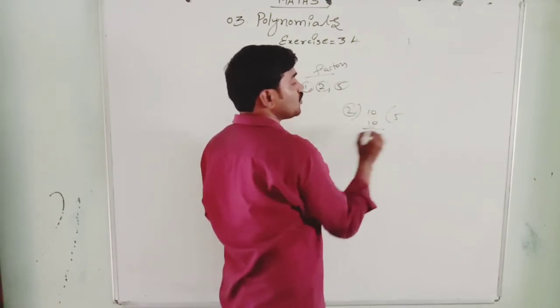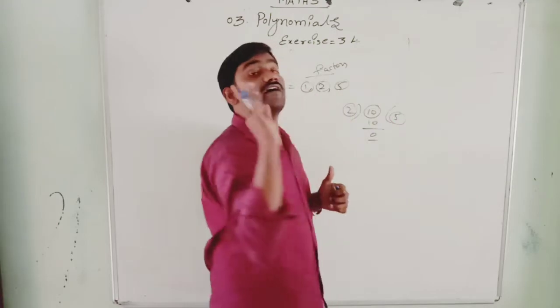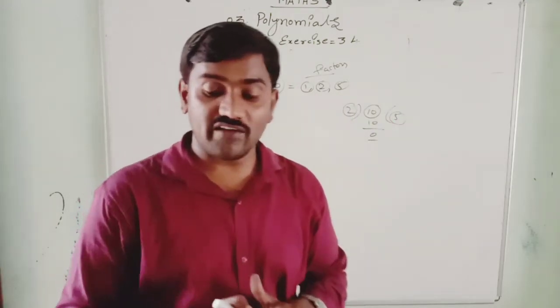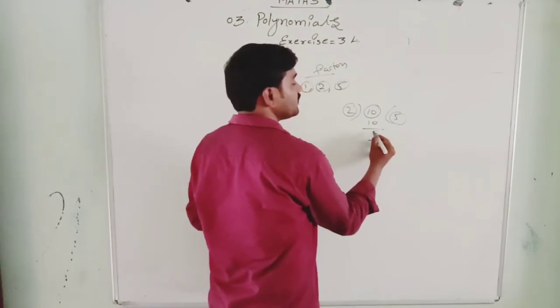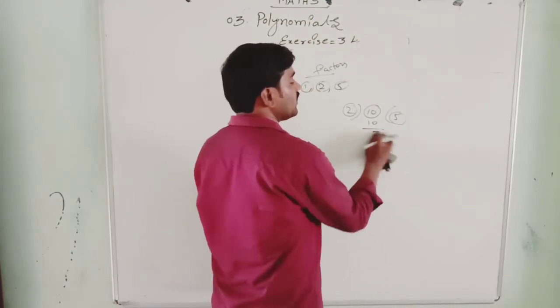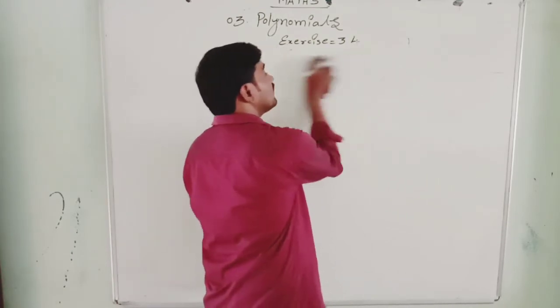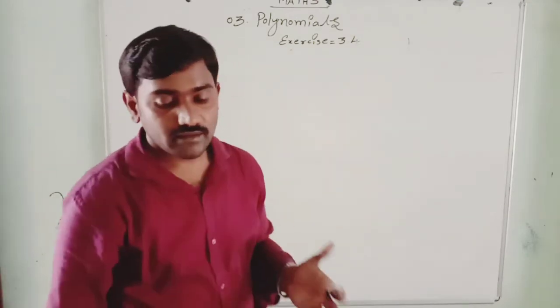That means 2 and 5 are factors of 10. If you get a remainder like 3, 2, 1, any number, that means they are not a factor. If they divide completely, they are called factors. We have learned in our 9th class about the factor theorem. If you remember that, we can do it.